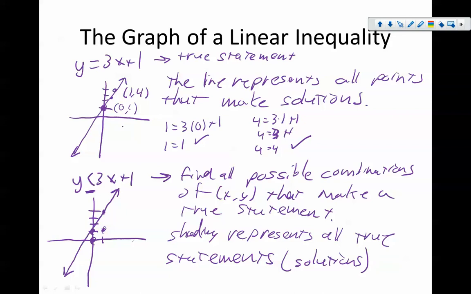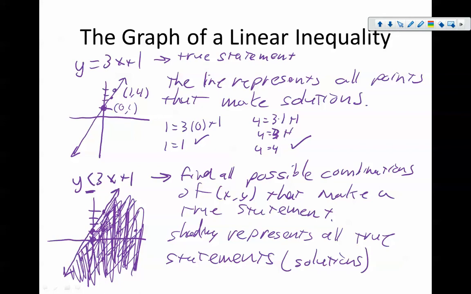Okay? So this here was a solution and this here was a solution. This down here is also going to be a solution. I don't even know what point that is, but it's a solution. This point's a solution, and this point's a solution, and this point's a solution. In fact, everything on this side of the line will be a solution. So what we do is we shade in this region over here, because all of the things on this side of the line create true statements. Picking points on the other side of the line doesn't work. Let's just do an example.